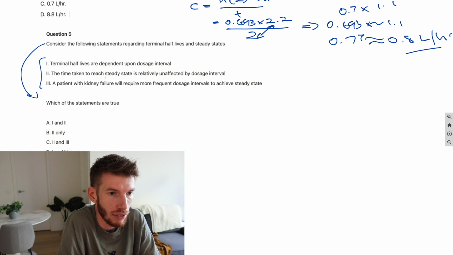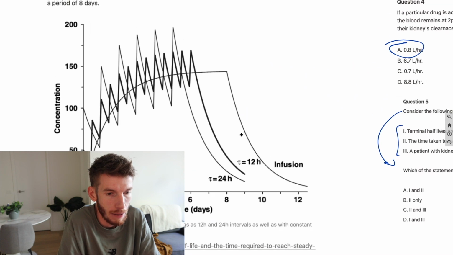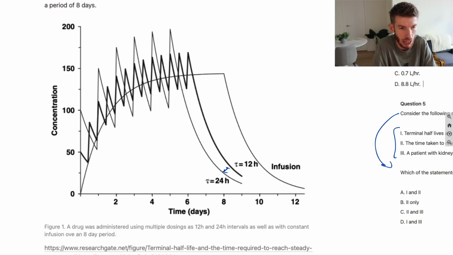So terminal half-lives are dependent upon dosage interval. So where did I see dosage interval? That was in the graph. So if I look there, I'm comparing these two really more than anything. Did that affect the half-life? From what I can see, no, right?